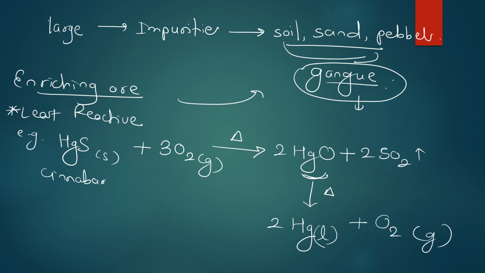So for the least reactive one, this one, mercury, HgS, balancing this: 2 HgS plus 3 O2 gas gives 2 mercuric oxide plus 2 SO2 gas. But again you have to heat it a second time, then you will get the pure form of the metal, that is mercury.